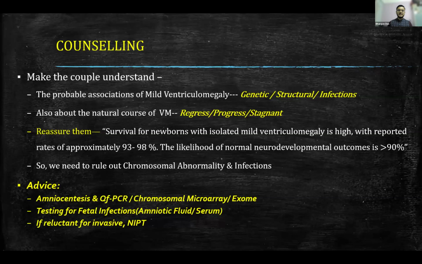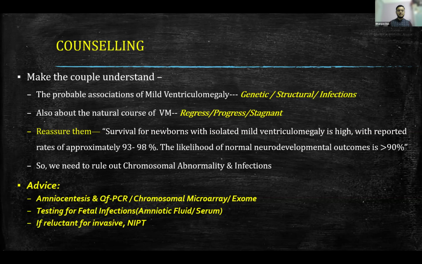So we also have to reassure the patient that it is a case of mild ventriculomegaly. Survival for newborns with isolated mild ventriculomegaly is high, with reported rates of approximately 93 to 98%. The likelihood of normal neurodevelopmental outcome is more than 90%. But we need to rule out everything. So we need to rule out chromosomal abnormalities and infections. And then only we can say it's a truly isolated mild ventriculomegaly.